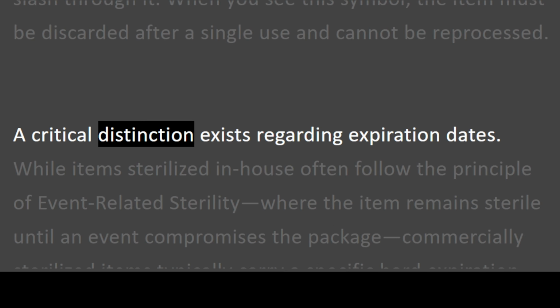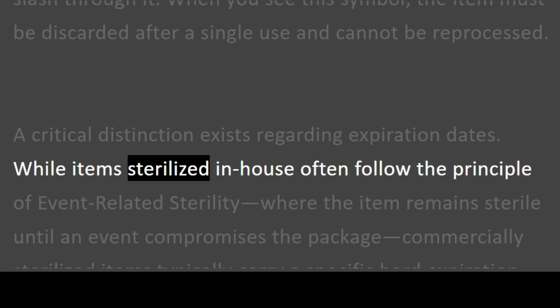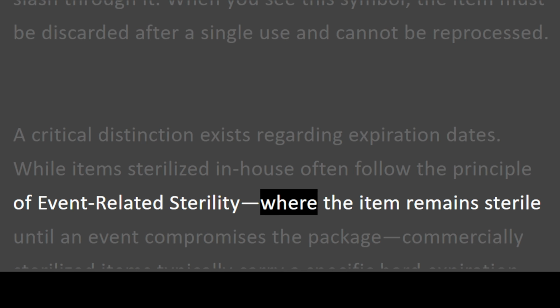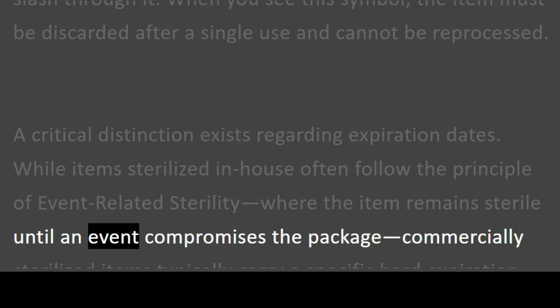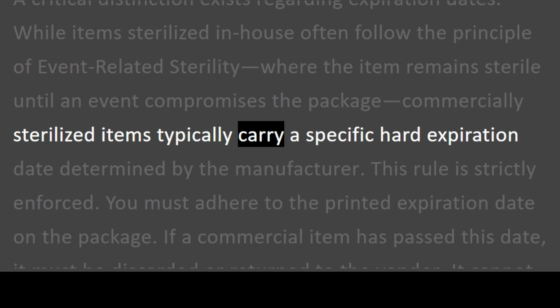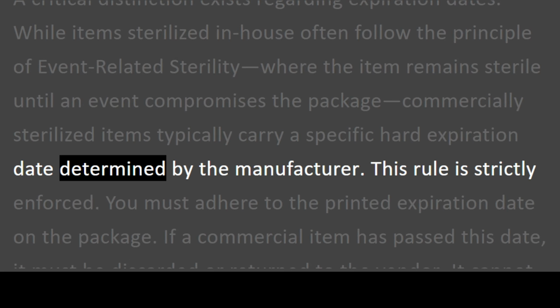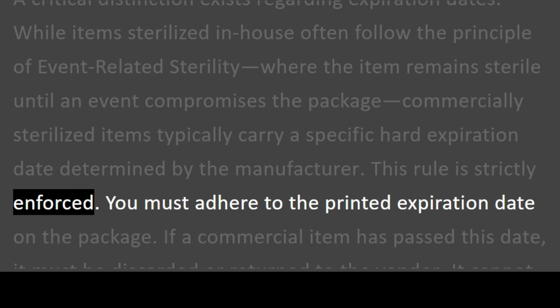A critical distinction exists regarding expiration dates. While items sterilized in-house often follow the principle of event-related sterility, where the item remains sterile until an event compromises the package, commercially sterilized items typically carry a specific hard expiration date determined by the manufacturer. This rule is strictly enforced.